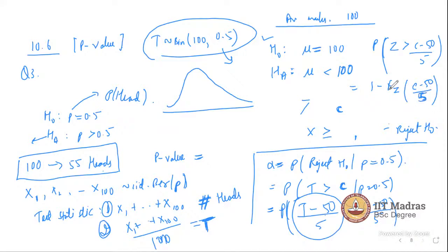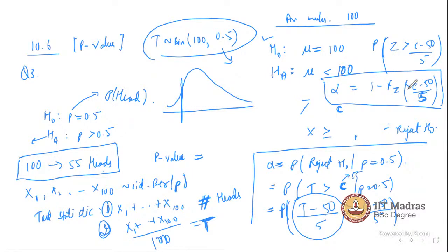This is our alpha, the significance level. But we have to find the p-value. That is the lowest significance level at which you will reject your null hypothesis. The same way we have found our alpha, in place of C, the critical value, we have observed 55 hits, right? So in place of C, I will just write 55.